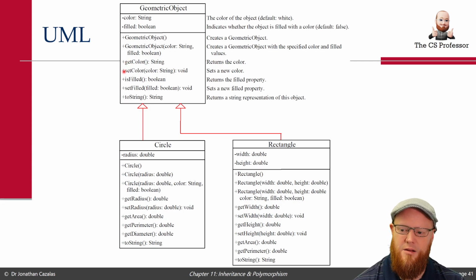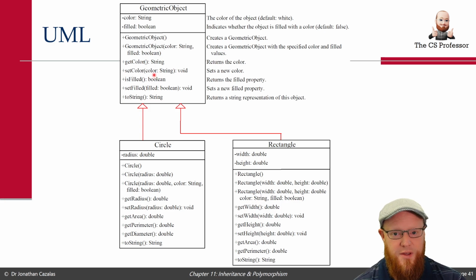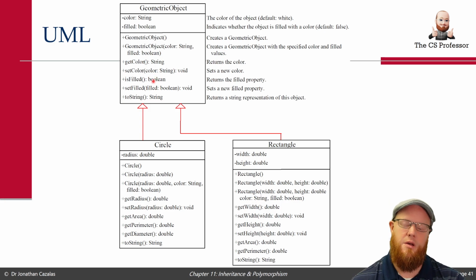We need to have a get color, a set color, and an is filled and a set filled. Notice it says is filled. I'm not sure if I've mentioned this. I could call it get filled, which returns a true or a false. But normally, when you have a Boolean variable, that is the data member, it's a Boolean data type, usually the getter is renamed from get filled to is filled, and it returns a true or a false. That's more of a programming style. So it's not necessary, but it's more of a programming style.